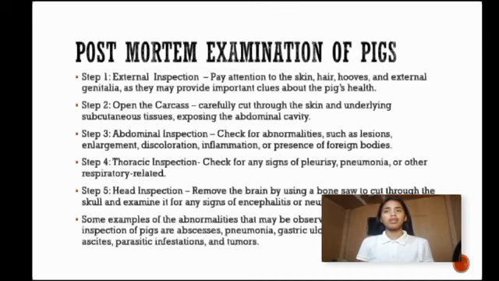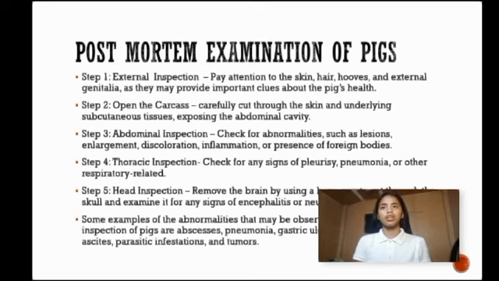Check for abnormalities such as lesions, enlargement, discoloration, inflammation, or presence of foreign bodies. During the visual inspection, the inspector looks for various abnormalities that may indicate health issues or potential food safety concerns. These abnormalities can include lesions, enlargement, and discoloration.